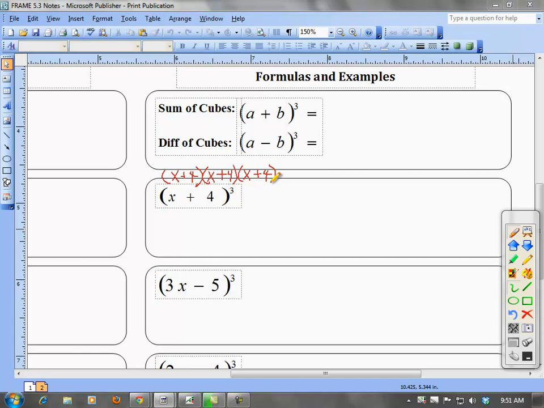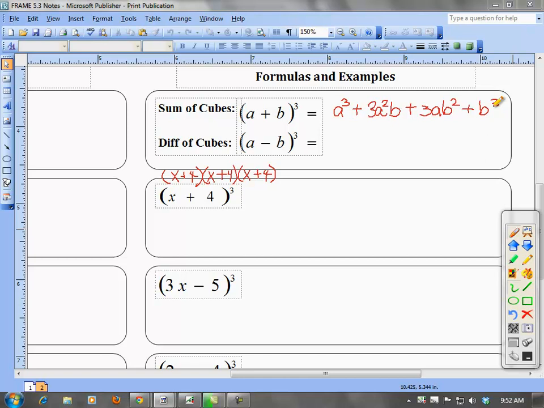I will end up with an answer that looks something like this. The first thing cubed plus 3 times the first thing squared times the second thing plus 3 times 1 of the first times 2 of the second plus b cubed, the second thing cubed. Okay, now I know you're looking at that going, what? I promise I'll explain it.